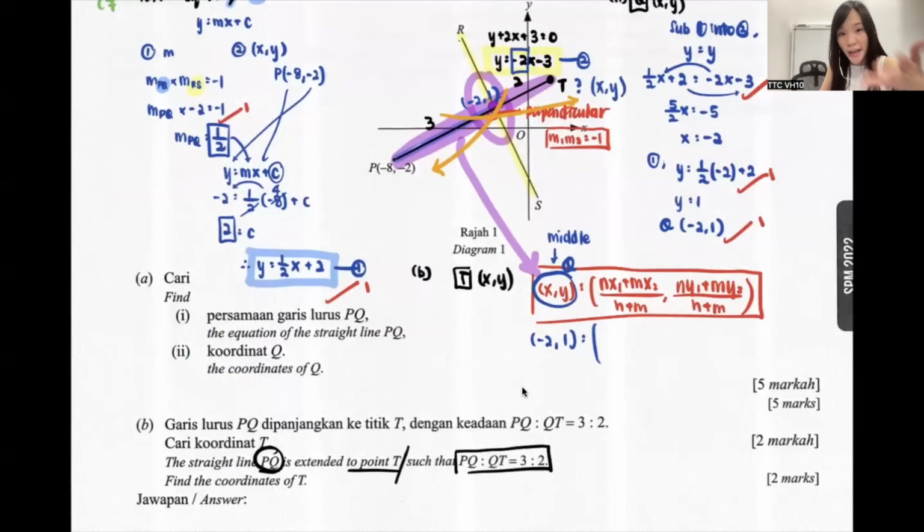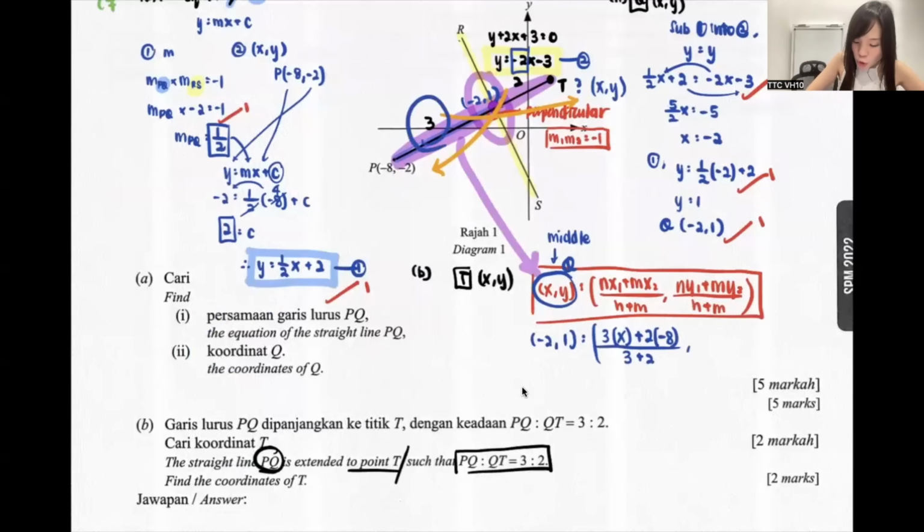Whenever you don't know, you can call it xy. So guys, 3 times the x, plus 2 times this x. So isn't it 2 times negative 8? Divide by total ratio. I know 3 plus 2 is 5, but nowadays you cannot straight away write 5. You're going to write 3 plus 2. Okay, you need to write the working out.